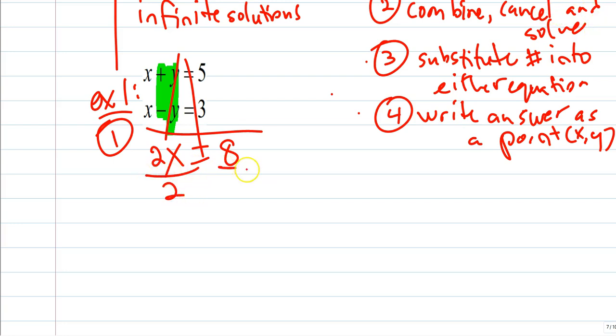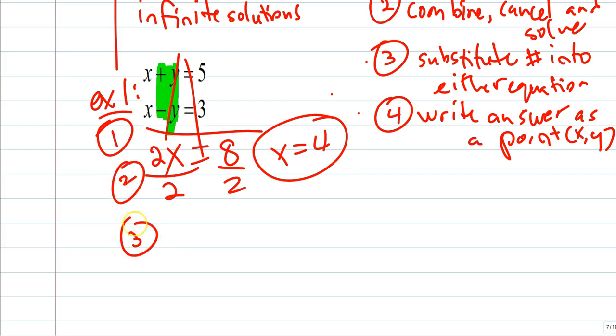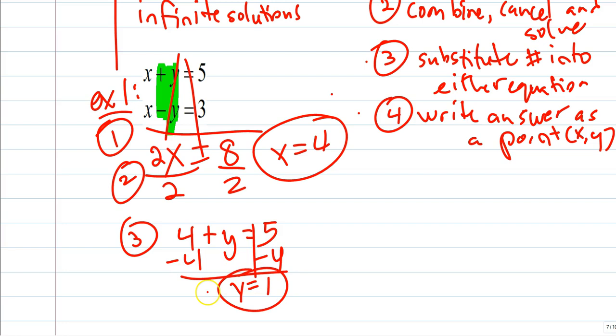Don't forget to substitute and/or combine, cancel, and solve. So we still have to divide to get that x is equal to 4. Is that our answer? Short answer is no. We have to still take that number and substitute. So that was step 2. Step 3, it could go into either equation. So x plus y is 5, 4 plus y is 5. If I subtract the 4, y equals 1. If I'd have plugged it into the other one, y should have still equaled 1. Do not forget step 4, to write your answer for full credit as a point, x comma y.